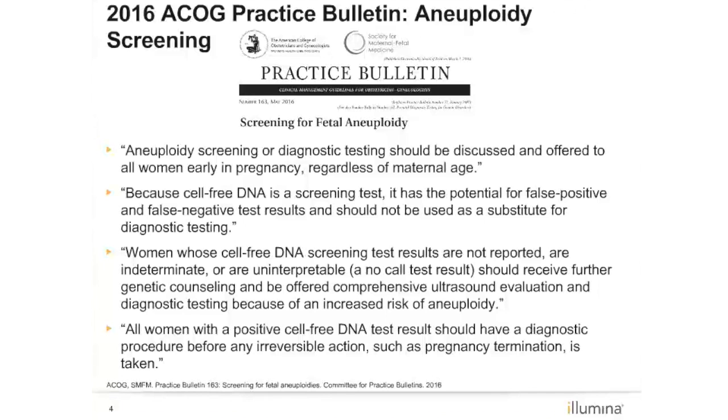Bulletin 163, entitled Screening for Fetal Aneuploidy, addresses the issue of no-call NIPT results. Women whose cell-free DNA screening results are not reported, are indeterminate, or uninterpretable should receive further genetic counseling and be offered comprehensive ultrasound evaluation and diagnostic testing given an increased risk of aneuploidy. Furthermore, this bulletin recommends confirmatory testing with a diagnostic procedure following all positive NIPT results before any irreversible action is taken. As with prior statements, ACOG and SMFM continue to address the importance of pre- and post-test counseling, including a referral to a genetic counselor or other specialist with genetic training and expertise to provide an individualized risk assessment.